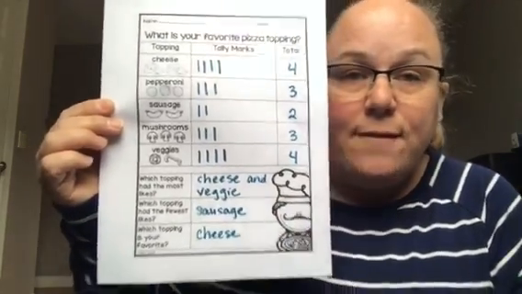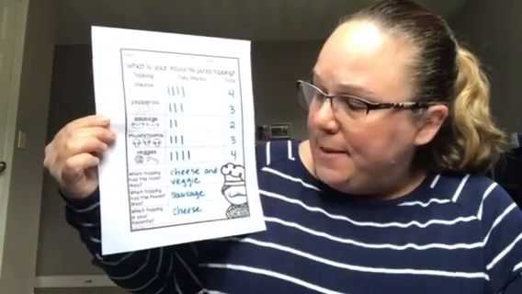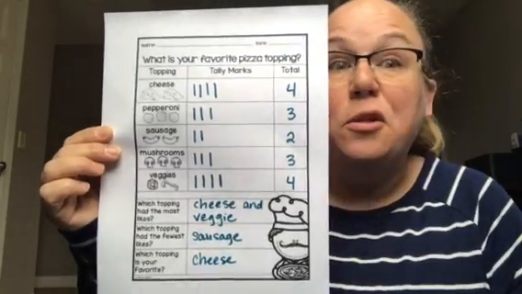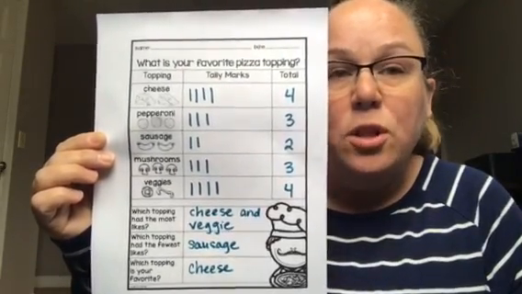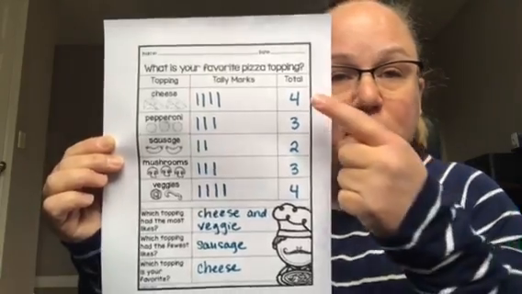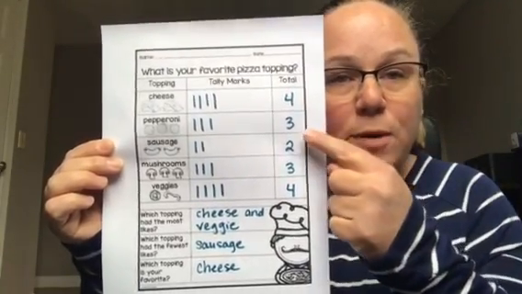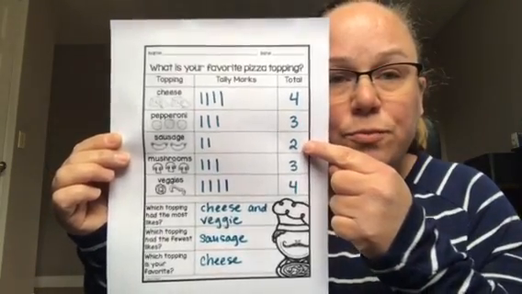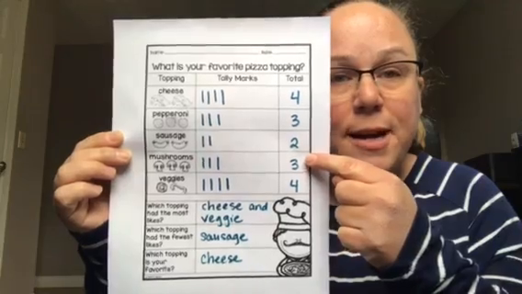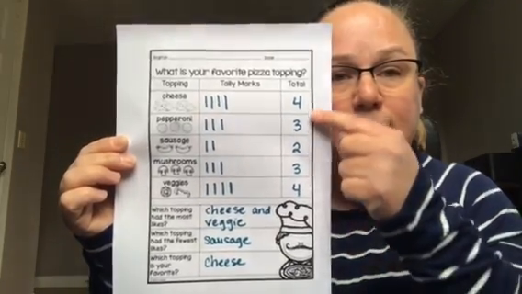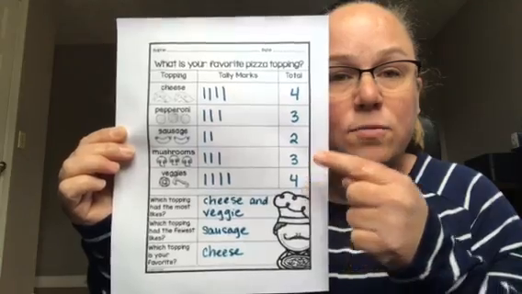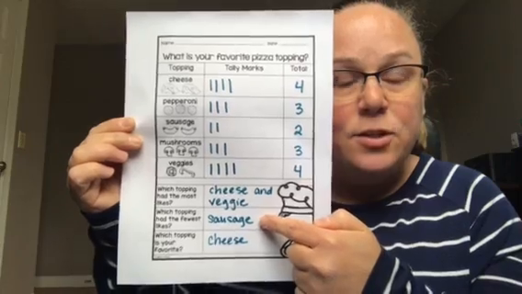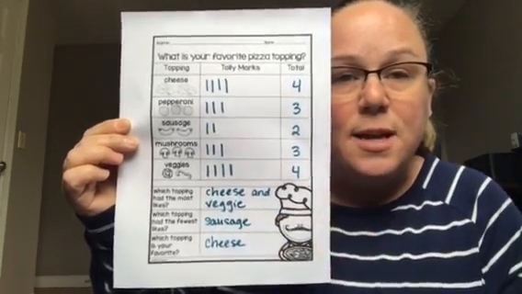So down here on my chart, I wrote cheese and veggie. Now the next question I have on my chart here is, which topping had the fewest likes? So which one was liked the least? Which one has the lowest number? So remember, cheese had 4, pepperoni had 3, sausage had 2, mushrooms had 3, and veggie had 4. So which one was the least amount? That's right, sausage. So I put sausage on my graph to show that that had the fewest likes.